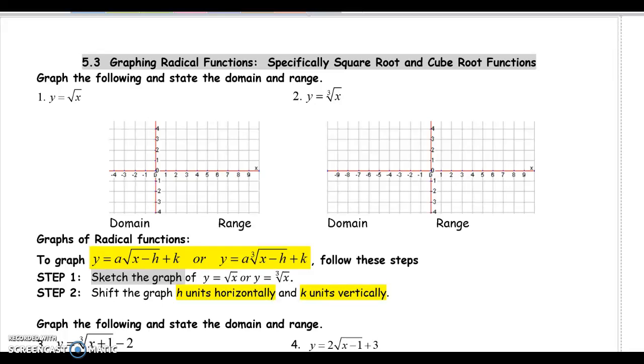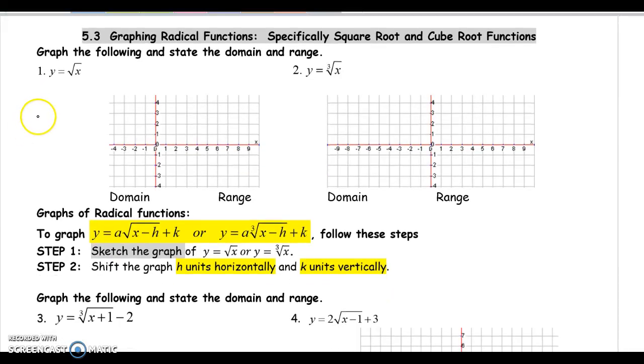And we need to talk about the domain and range, and the calculator doesn't help you with the domain and range. So you need to know how to look at the graph and figure out the domain and range from the graph. Okay, the first thing I want you to think about for each of these problems is, am I working with a square root or a cube root? So number 1, is number 1 a square root or a cube root?